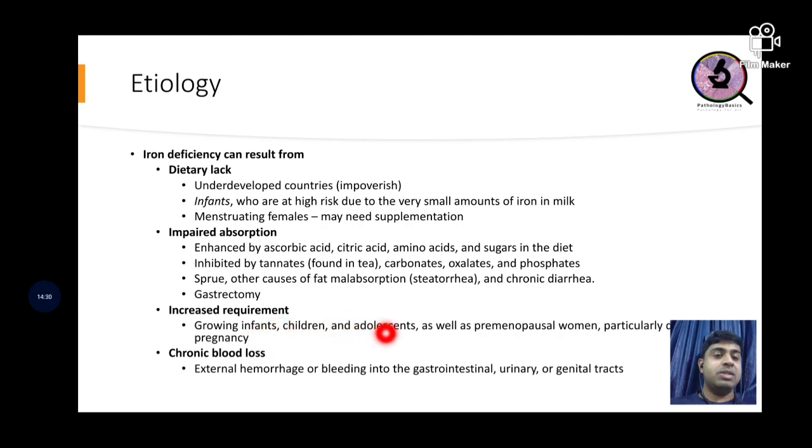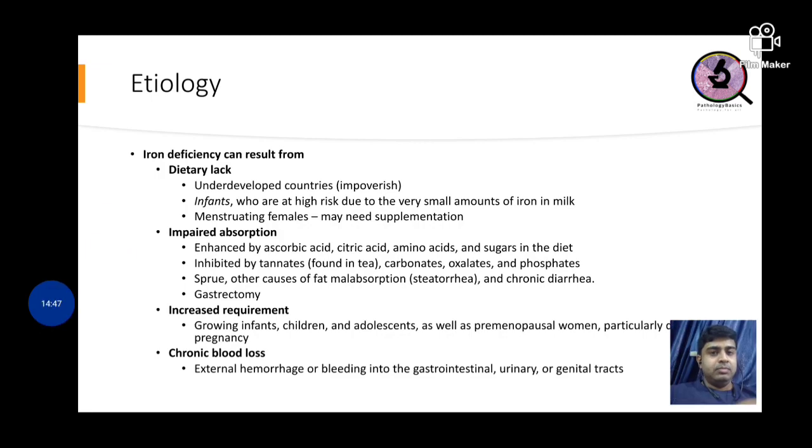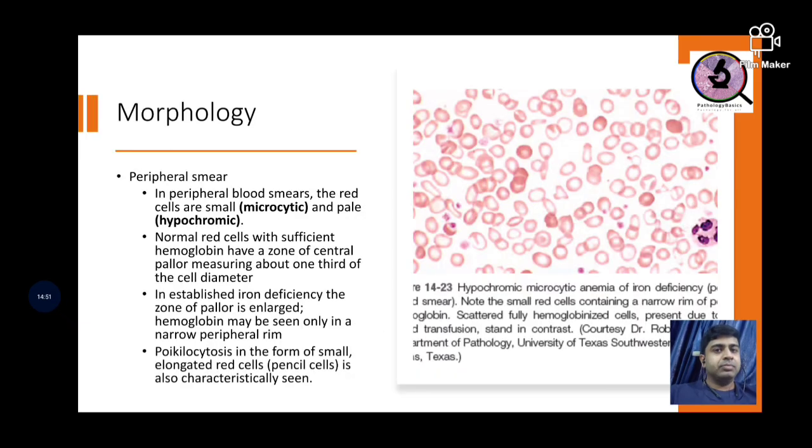So then how does a peripheral smear look like for a case of iron deficiency anemia. The cells are typically microcytic and hypochromic. What does that mean? The cells are lesser than normal in size. How do you know on peripheral smear what is the normal size of RBC? So the size of RBC normally is the same as size of nucleus of a lymphocyte. So compare the size of the RBC with size of the nucleus of a lymphocyte.